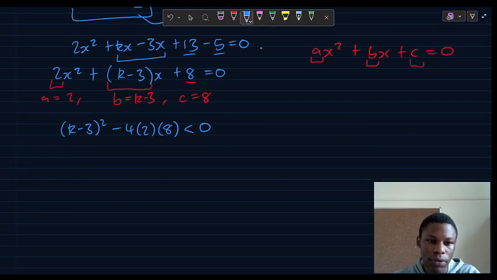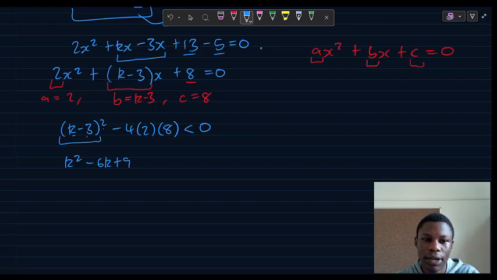We've got a quadratic here. Let's expand it. So square the k. Then 2 times k times minus 3. That's minus 6k. Then square the minus 3. You get a positive 9. Then minus 4 times 2, that's minus 8 times 8, minus 64. And this is all less than 0. And if we simplify here, that's k squared minus 6k plus 9 minus 64, that's minus 55, is less than 0.